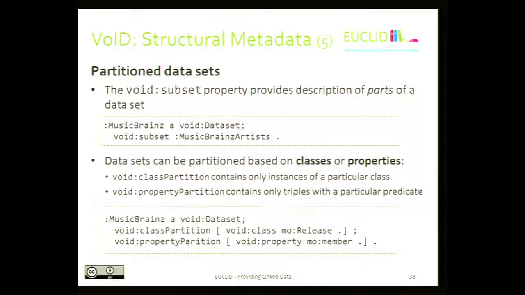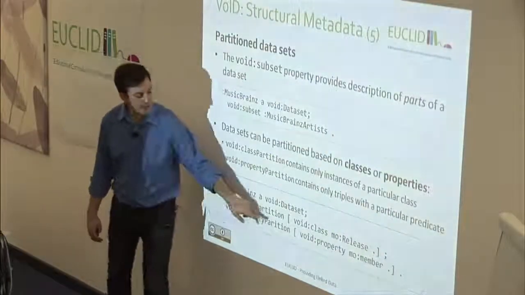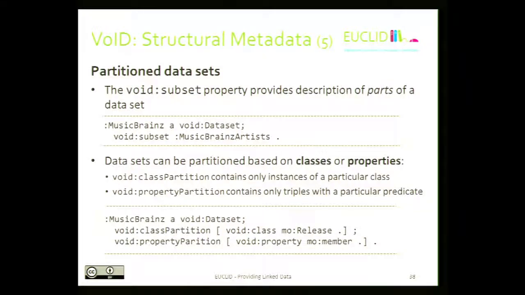Another way to cut up the data set that we're providing is to make a partition based on the use of classes or based on the use of particular properties. So we could make a class partition, so-called, that relies on the class release. So we pull together all the releases in the MusicBrainz dataset according to the music ontology. Similarly, we could say we pull together a partition which is just about band membership using the member property from music ontology.